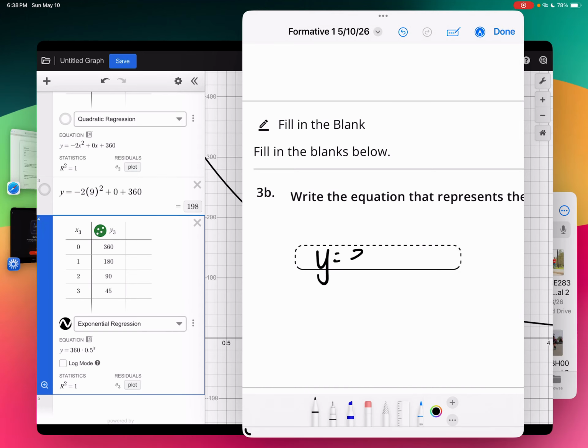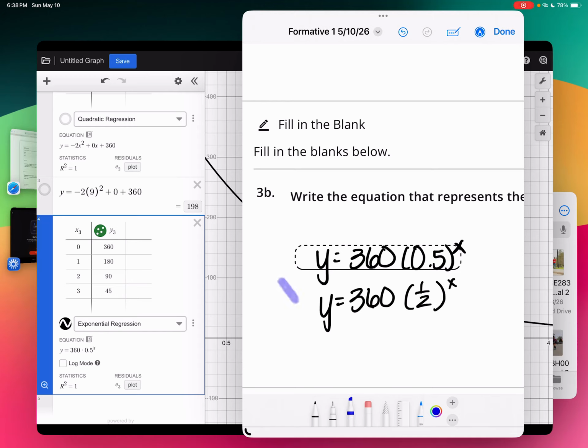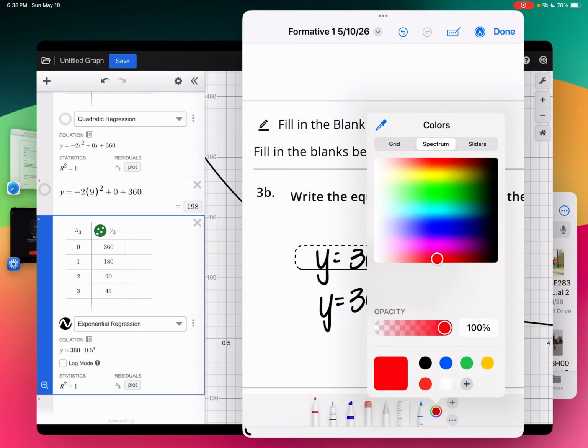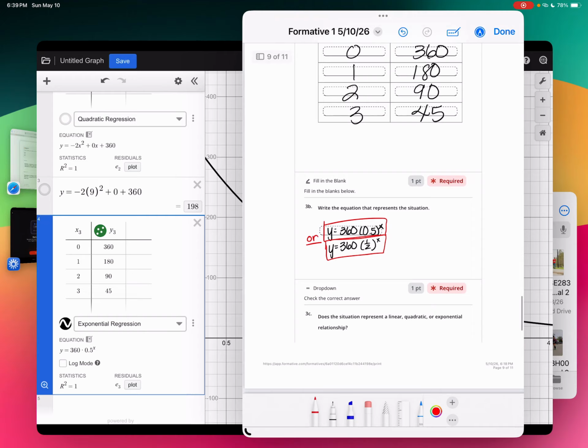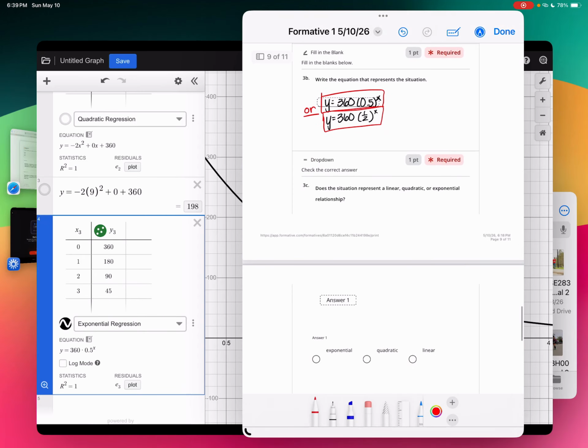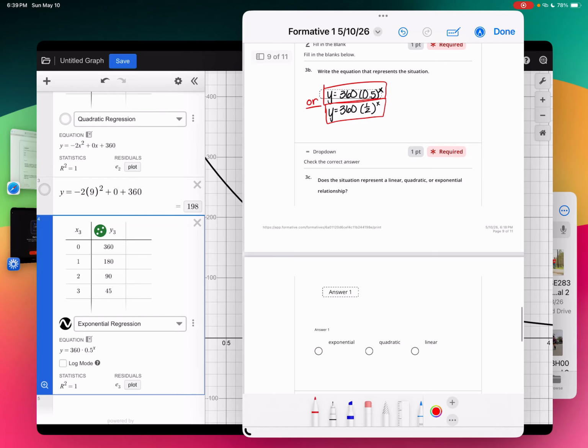So, y equals 360, 0.5 to the power of x. You could also recognize you're going down by half every time. So you could also put 1/2 to the x, or, okay, so 1 or the other is fine. One's in decimal form, one's in fraction form. And then, because it doesn't specify to write in decimals or fractions.